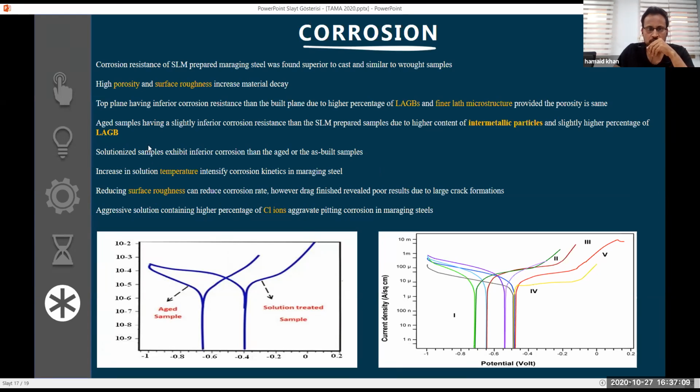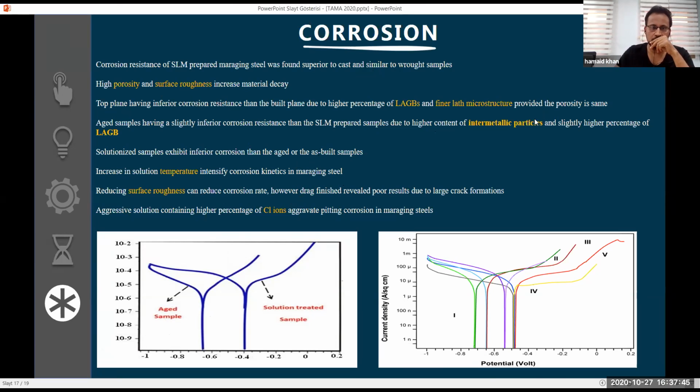The main reason is the high porosity and high surface roughness that is, of course, present in all three of them. That is the reason we have seen that corrosion resistance was found relatively inferior to the wrought rod samples. Although in some studies they have been shown to be similar, most of the time they were slightly inferior because of high porosity and surface roughness. Why do aged samples have lower corrosion potential compared to the as-built components, which I have not shown here? It is all because of the precipitation of intermetallic compounds.